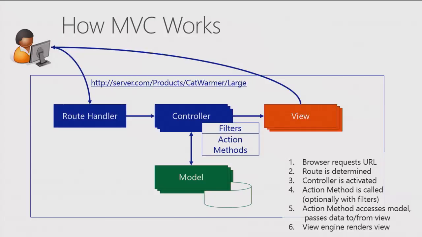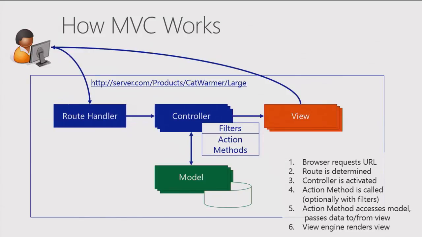And the route handler is something that you can configure, and it will parse through that URL and decide what to do. Based on that, it will go to the controller. The route handler will determine which controller to run. The controller is just an object in .NET. And that object has action methods. So each different possible URL that you would bring in, you can have different action methods that get called. And those methods then do something.